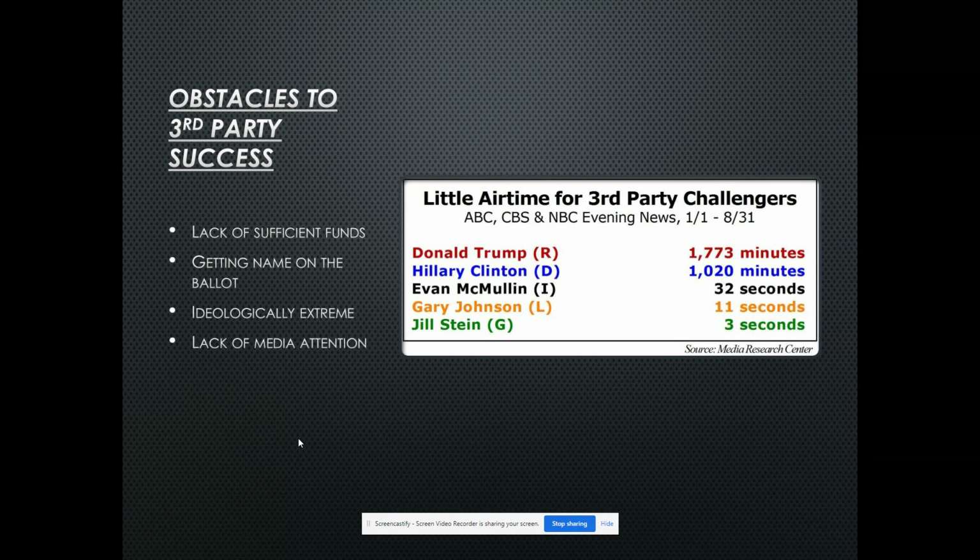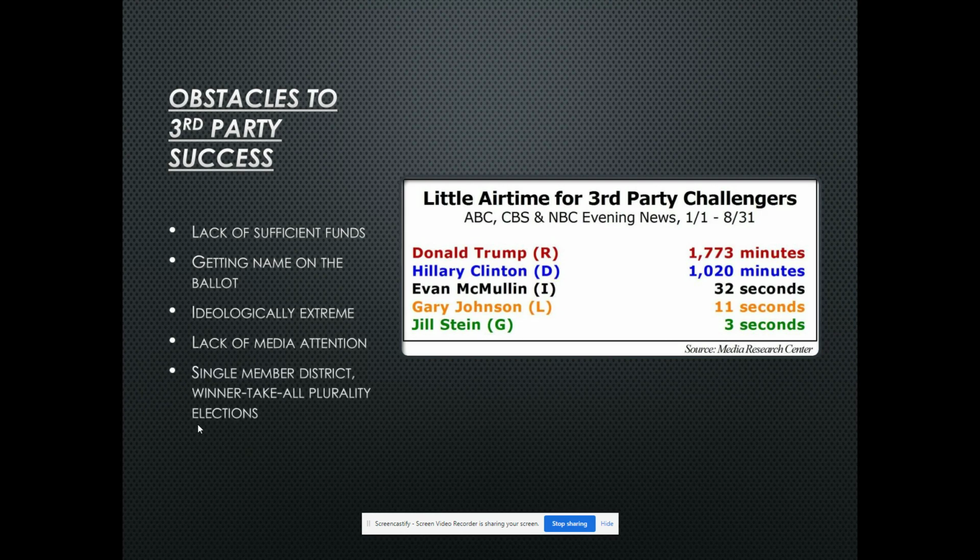Lack of media attention is a huge one too, as you can see from this infographic. When it comes to how often the news actually talks about these third parties, just going back to 2016, between January 1st and August 31st, look at the amount of time spent covering Donald Trump and Hillary Clinton versus independent candidate Evan McMullin from Utah, or Gary Johnson, the Libertarian candidate, or the 3 seconds that Jill Stein got. The media just focuses on the two main parties. When you start seeing these debates between Joe Biden and Donald Trump in 2020, you're not going to see any third-party candidates up there. The media conglomerates that control these debates won't allow them on. They just want to focus on the two.